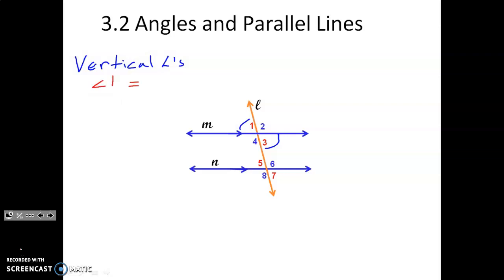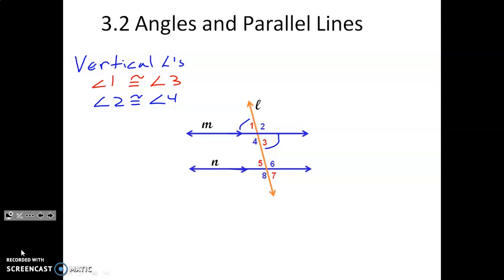Angle 1 is congruent to angle 3, and just like angle 2 is congruent to angle 4. So those are our vertical angles. Okay. What other ones are congruent to each other?